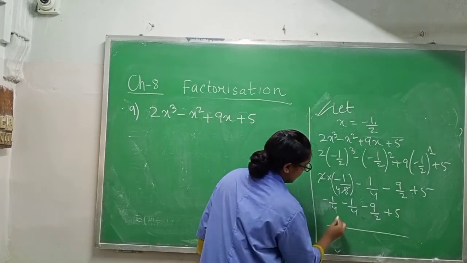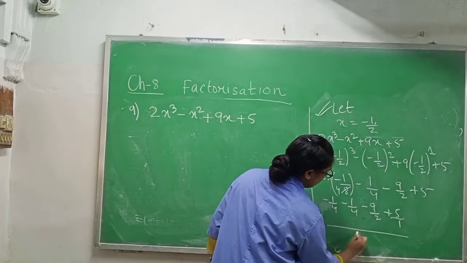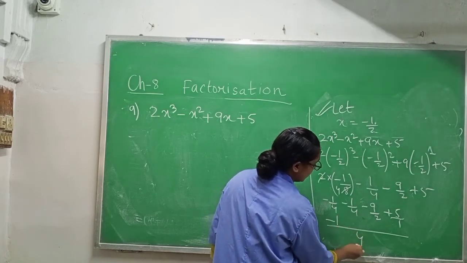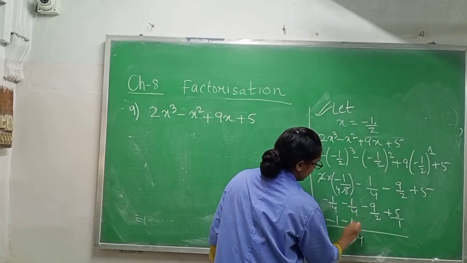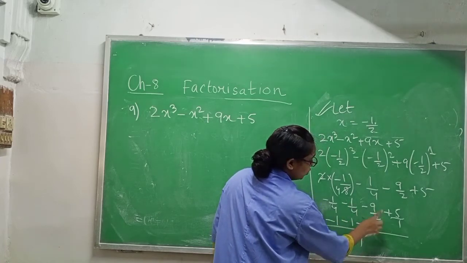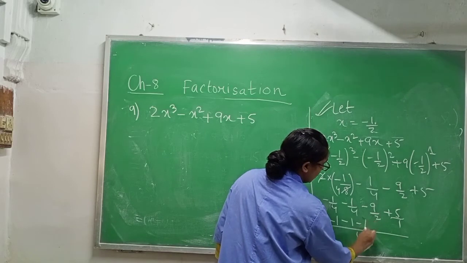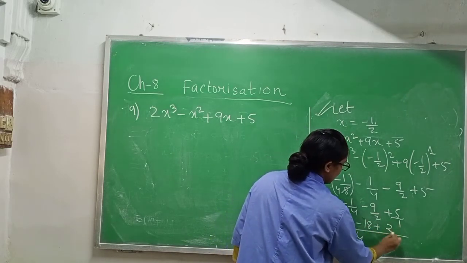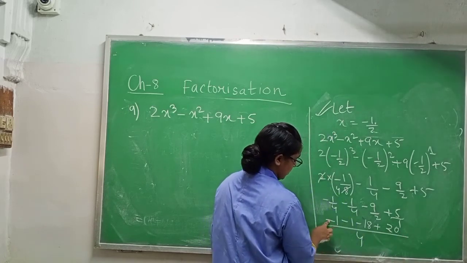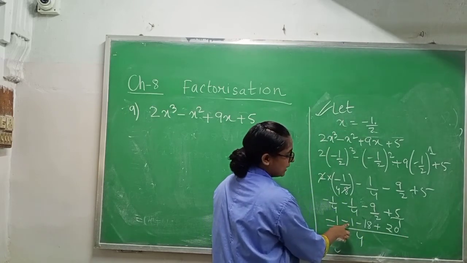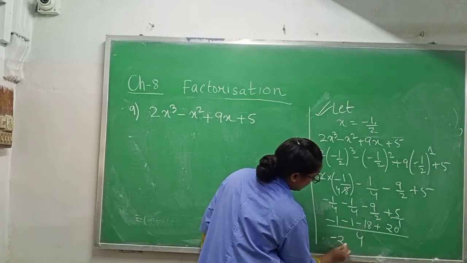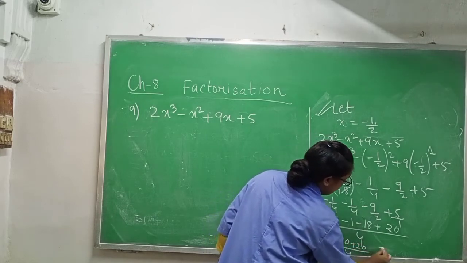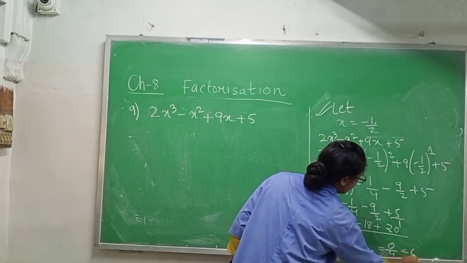You have to take the LCM. 4, 4, 2 and 1, the LCM will be 4 only. 4 divided by 4, 1, 1 into -1, -1. 4 divided by 4, 1, 1 into 1, -1. 4 divided by 2, 2, 2 into 9, 9, -18. 4 divided by 1, 4, 4 into 5, 20. Now minus 1, -2 and -18, -20 plus 20. So -20 plus 20 will cancel out, you will get 0 by 4, it means 0.